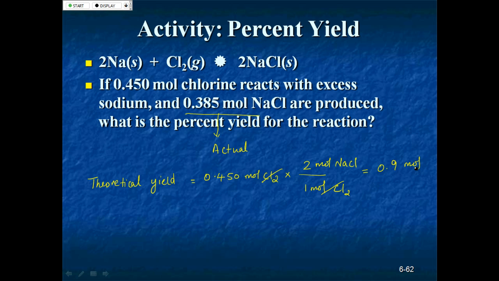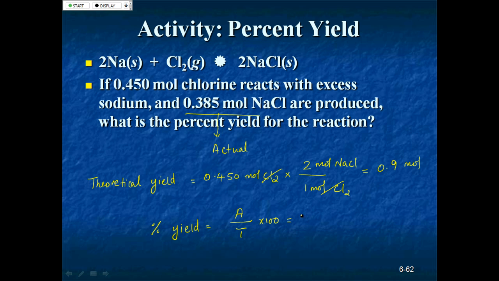moles. Right? When you multiply this number by 2, you will get 0.9. So this is the theoretical yield and this is the actual yield. So what is the percent yield? Actual over theoretical multiplied by 100. Remember that equation.